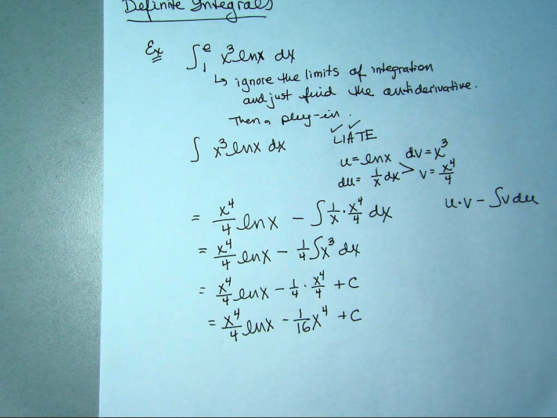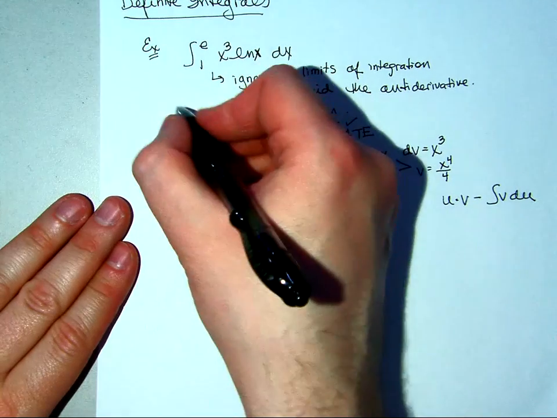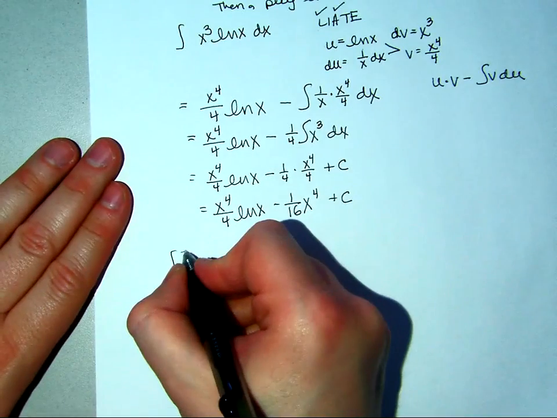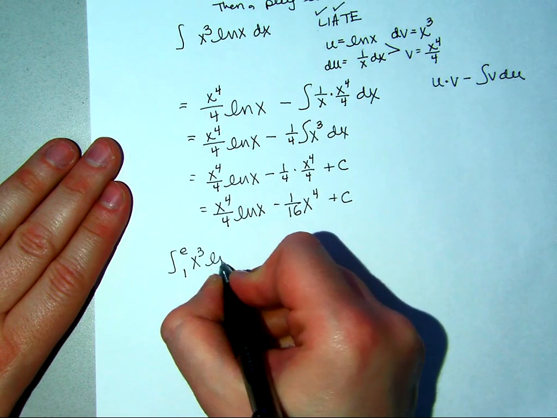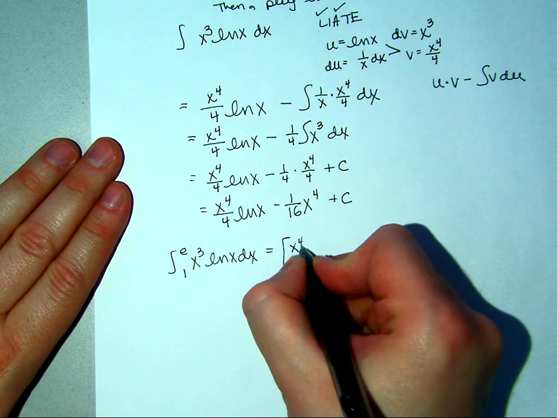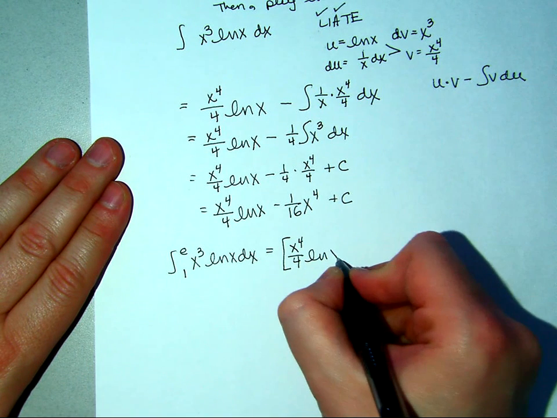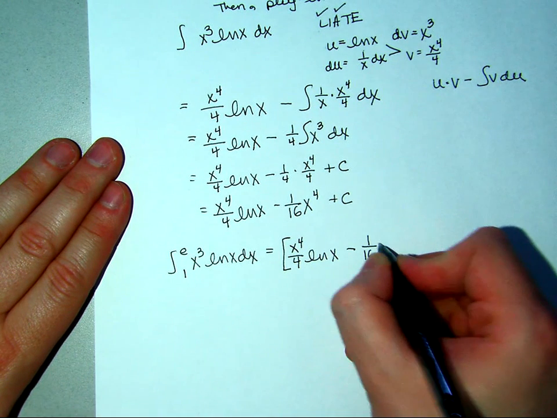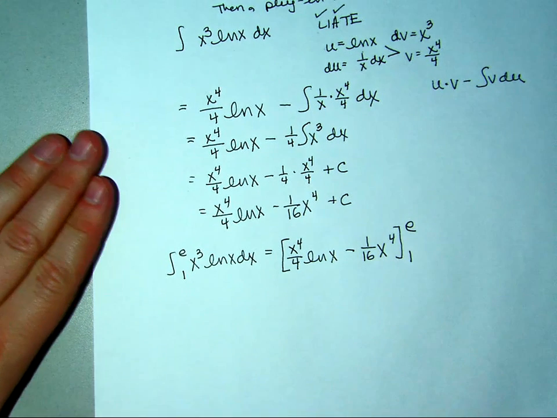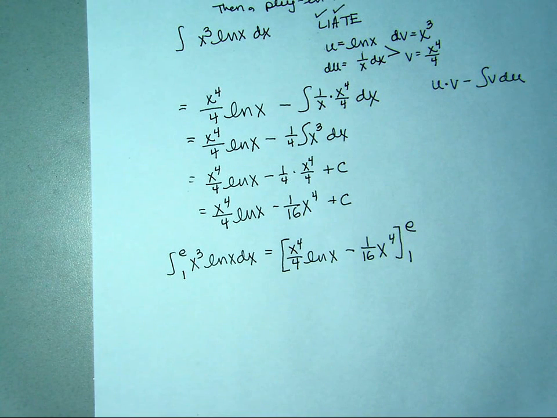Now returning to the definite integral. The integral from 1 to e of x cubed times the natural log of x dx is just going to equal x to the 4th over 4 times the natural log of x minus 1/16 times x to the 4th, evaluated from 1 up to e. You are going to plug in e, I'd put it in a big set of parentheses, minus plug in 1, again in a big set of parentheses, and then do some simplifying.